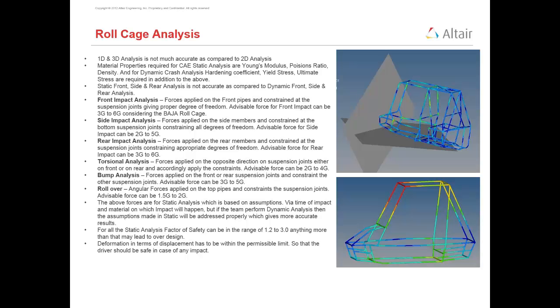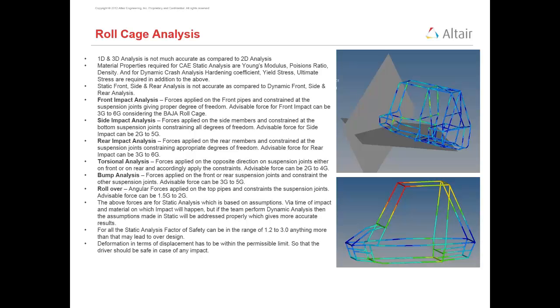Material properties required for CAE static analysis are Young's modulus, Poisson's ratio, density, and for dynamic crash analysis, hardening coefficient, yield stress, ultimate stress are required in addition to the above. Static front, side, rear analysis is not as accurate as dynamic front, side and rear, because the front impact, side impact and rear impact happen when the case is dynamic. So getting the results of static will be less accurate as compared to dynamic results.